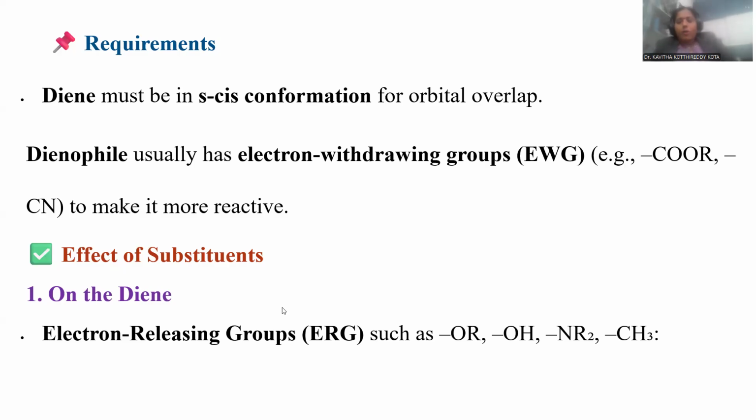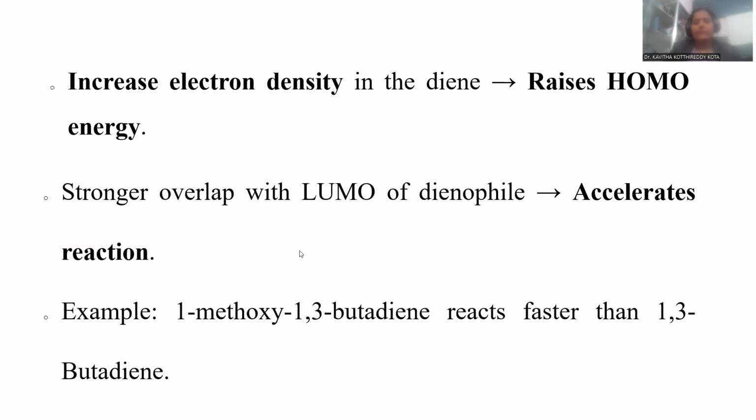That's the reason why, upon the diene, electron releasing groups are much more required for this Diels-Alder reaction to proceed. They increase the electron density in the diene. If the electron density in the diene is increased by these electron releasing groups, the highest occupied molecular orbital becomes richer in electrons. A stronger overlap between the HOMO and the LUMO of the dienophile accelerates the reaction, right?